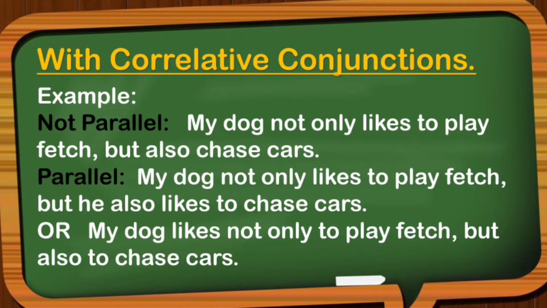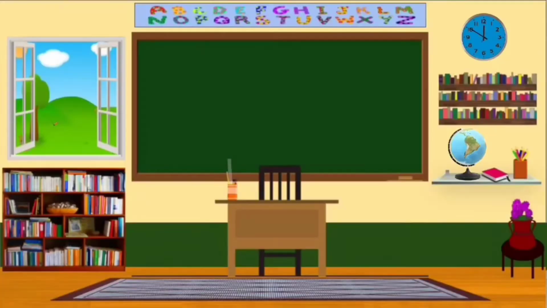For the first one, as you can see here, that's not parallel because of the words to play fetch and chase cars. They don't have the same grammar pattern. While on the other one, to play fetch and to chase cars, they have used infinitives which make it parallel to one another. So it is a parallel structure. Did you get it? Okay, very good.